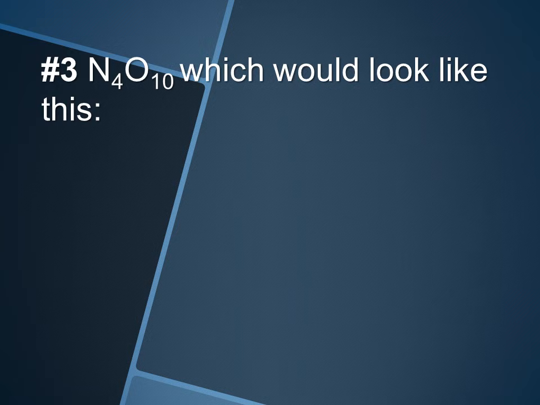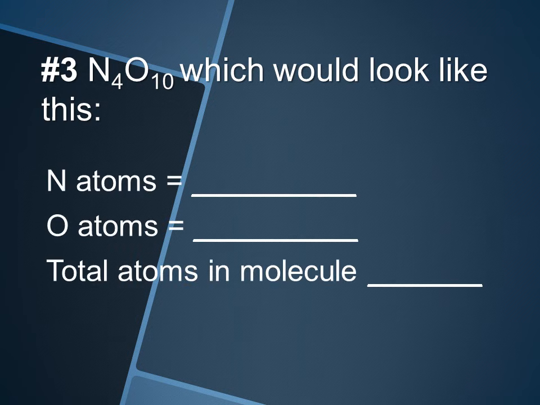Okay. So N4, O10. Another easy one. How many N's are there? Right, 4. And how many O's are there? Of course, 10. So total atoms, 10 plus 4 is 14.